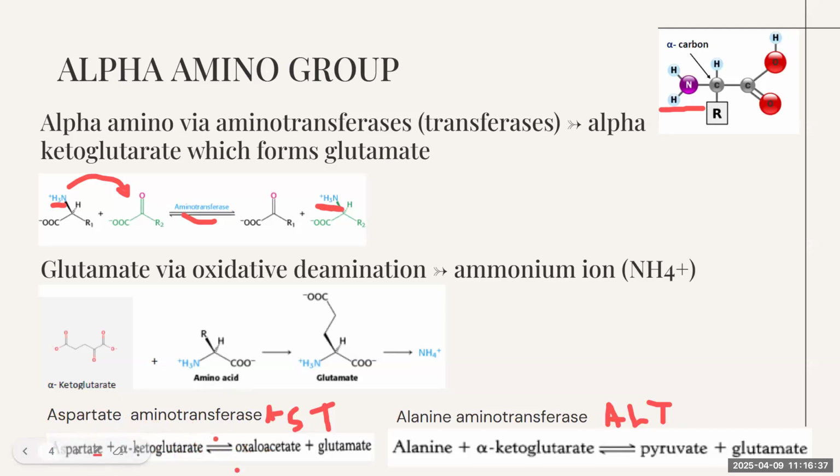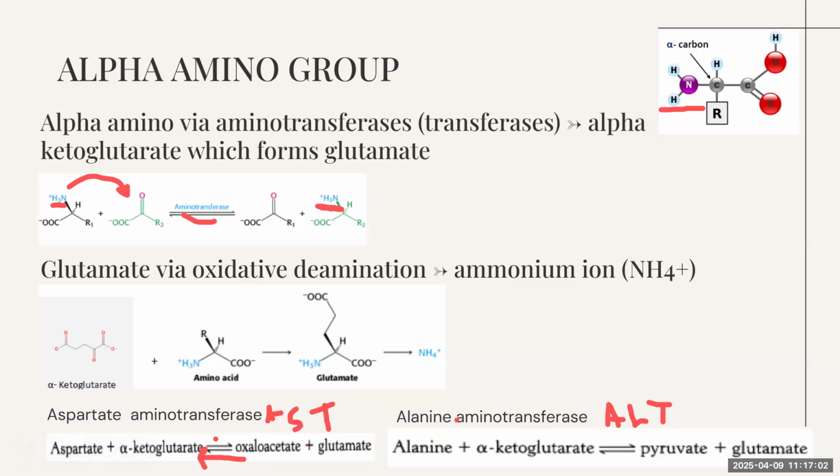So the enzyme would be here. Keep in mind these reactions are reversible: aspartate, alpha-ketoglutarate, oxaloacetate, glutamate. However, aspartate tends to go in the opposite direction, so it's more likely to go to this side rather than to the side of glutamate.